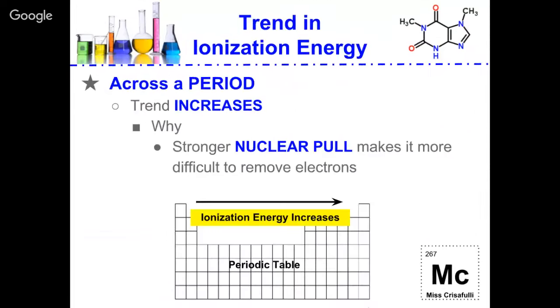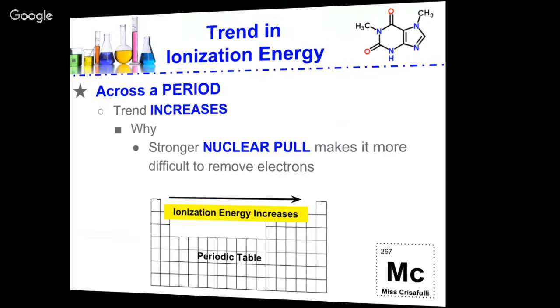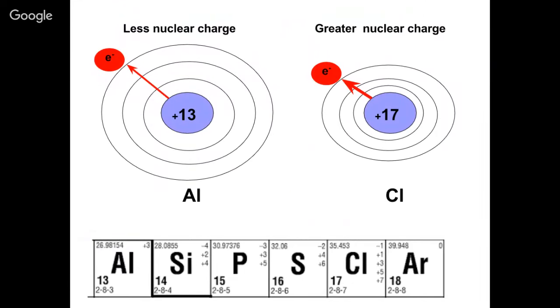So let's talk about the trend. Across a period, the trend's going to increase. Why? You have more protons in the nucleus. It's going to be holding onto those electrons more, so it's going to take more energy to remove that electron. One more time, greater nuclear charge, greater nuclear pull on those electrons, so it's going to be harder to remove them.